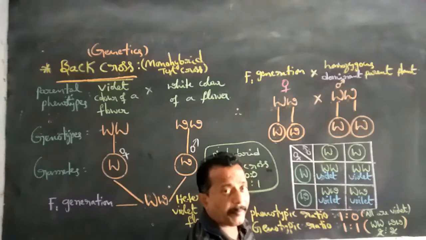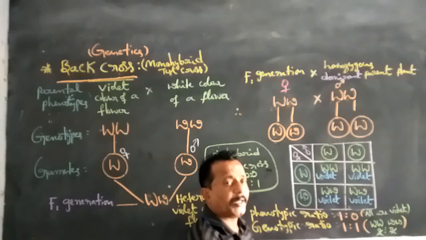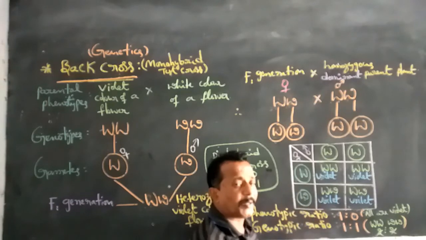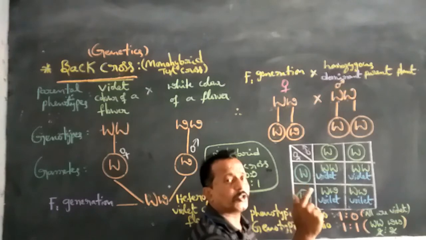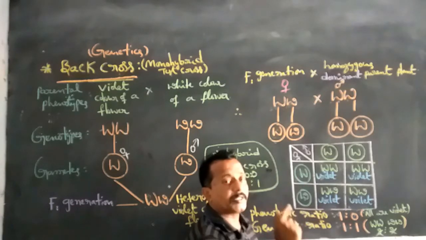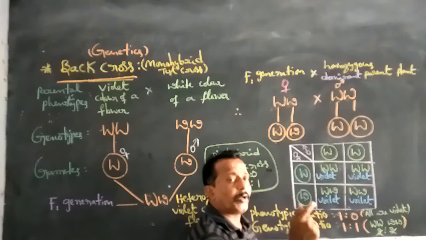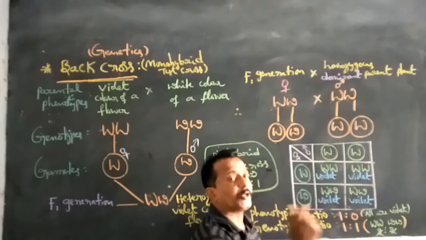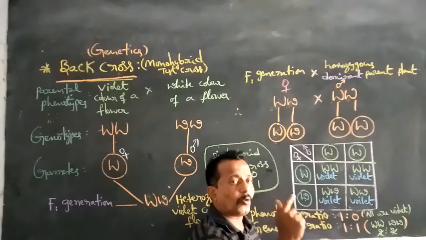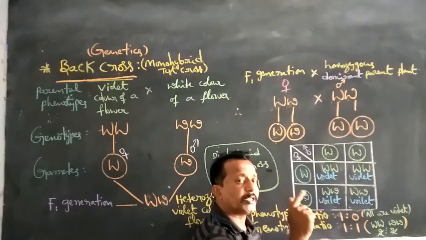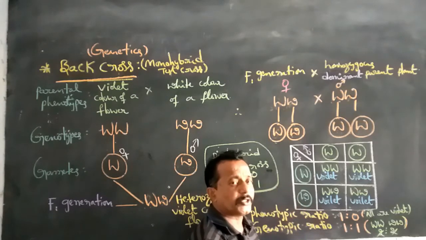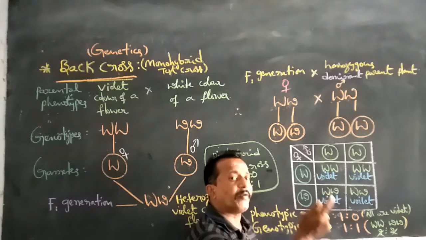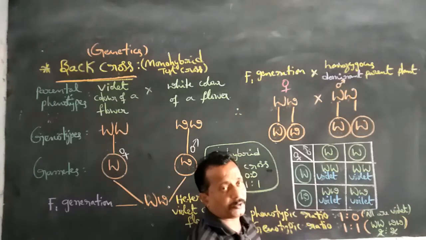but in a monohybrid test cross, phenotypically half are violet color of the flowers and half are white color of the flowers. That is ratio 1:1. So this is the difference between the phenotypic ratio of a monohybrid test cross and a monohybrid back cross. In a monohybrid test cross the phenotypic ratio is 1:1, meaning half violet color of the flowers and half white color of the flowers will be produced.